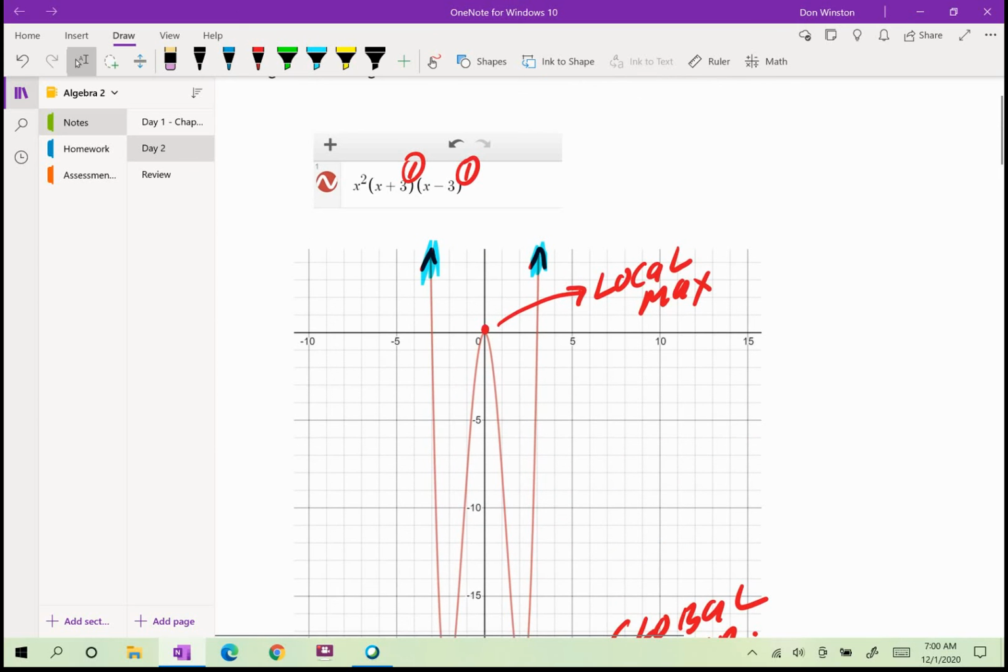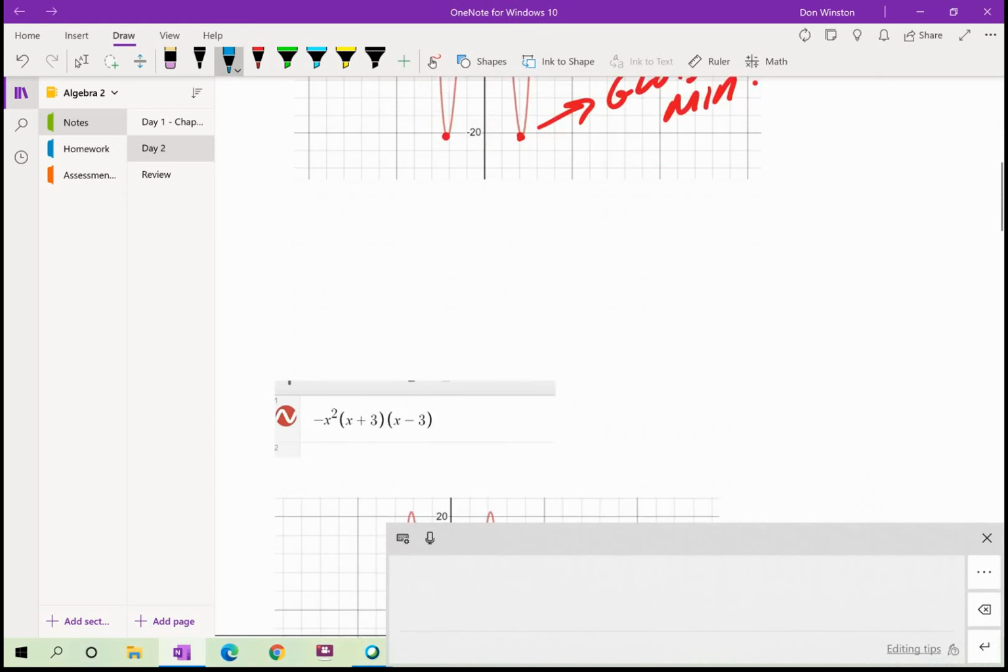Oh, and by the way here, I do want you to notice that because I have an x squared, or basically what amounts to two factors that are the same, x times x, okay, the graph will be tangent to the x-axis. Okay, the graph will be tangent to the x-axis. But for x plus 3 and x minus 3, my zeros are negative 3 and 3, it crosses the x-axis. Crosses.